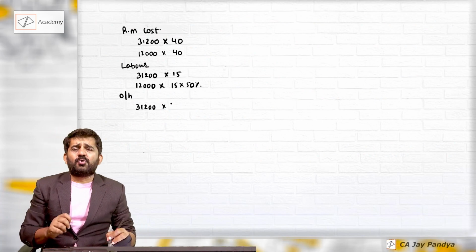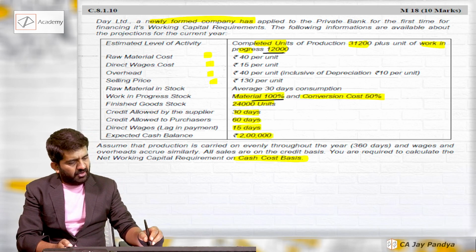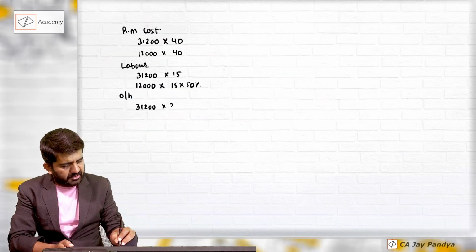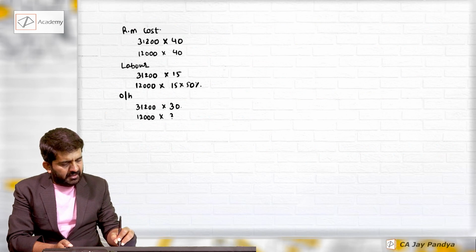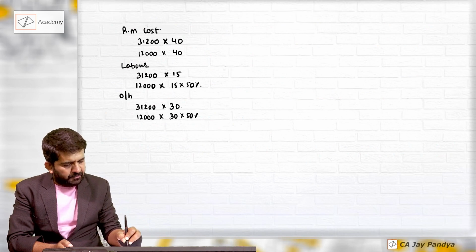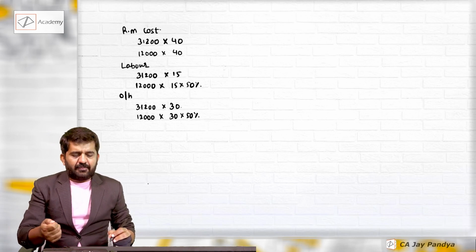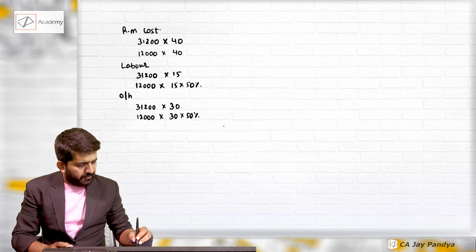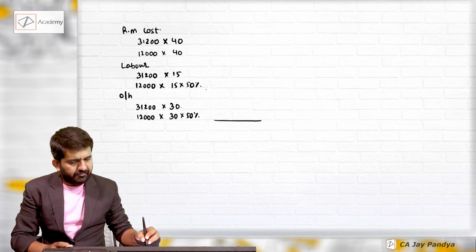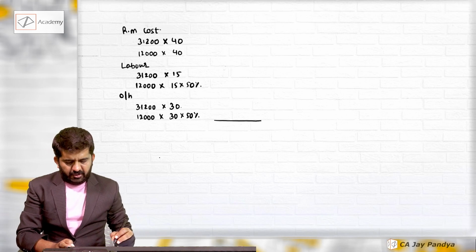I will exclude depreciation because I want cash cost basis. There is no need of including depreciation in our case. That is, I will take 30 rupees instead of 40. And WIP units are 50% complete as to overhead. So I have got raw material cost, labor cost and overhead cost for my activity. Let me total it out. I will be finding out individual figures also.